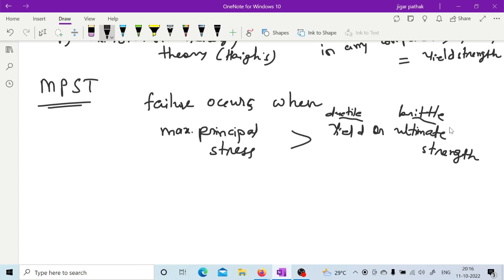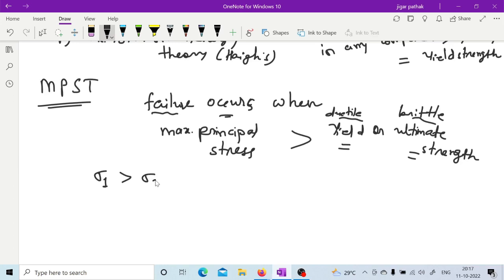So basically, whenever we have any machine component under operation, failure is going to occur when the maximum principal stress generated during the working of that component crosses the yield strength or ultimate strength of that material. Is it clear? Yes, sir.